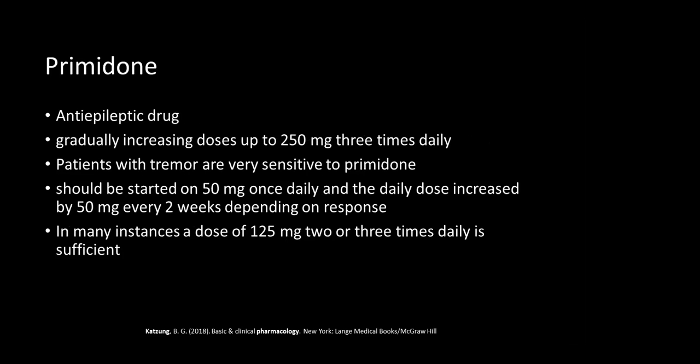Primidone is an anti-epileptic drug, with gradually increasing doses of up to 250 milligrams 3 times daily. And patients with tremor are very sensitive to primidone. It should be started at 50 milligrams once daily, and the daily dose increased by 50 milligrams every 2 weeks, depending on the response. In many instances, a dose of 125 milligrams 2 or 3 times daily is sufficient. Next slide.